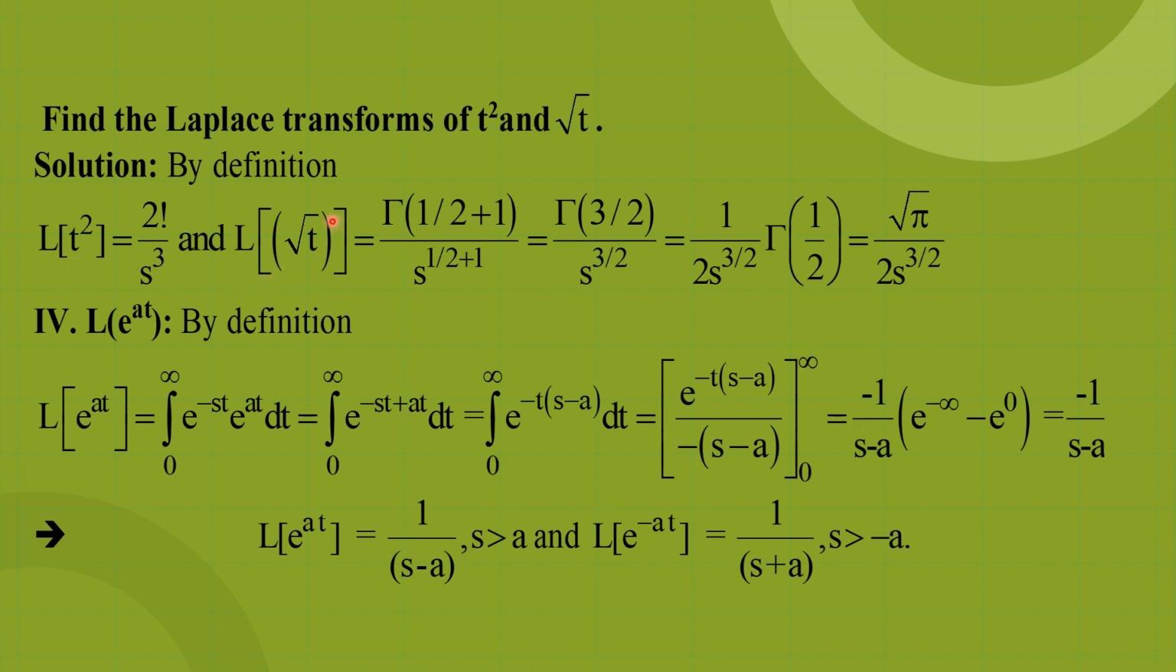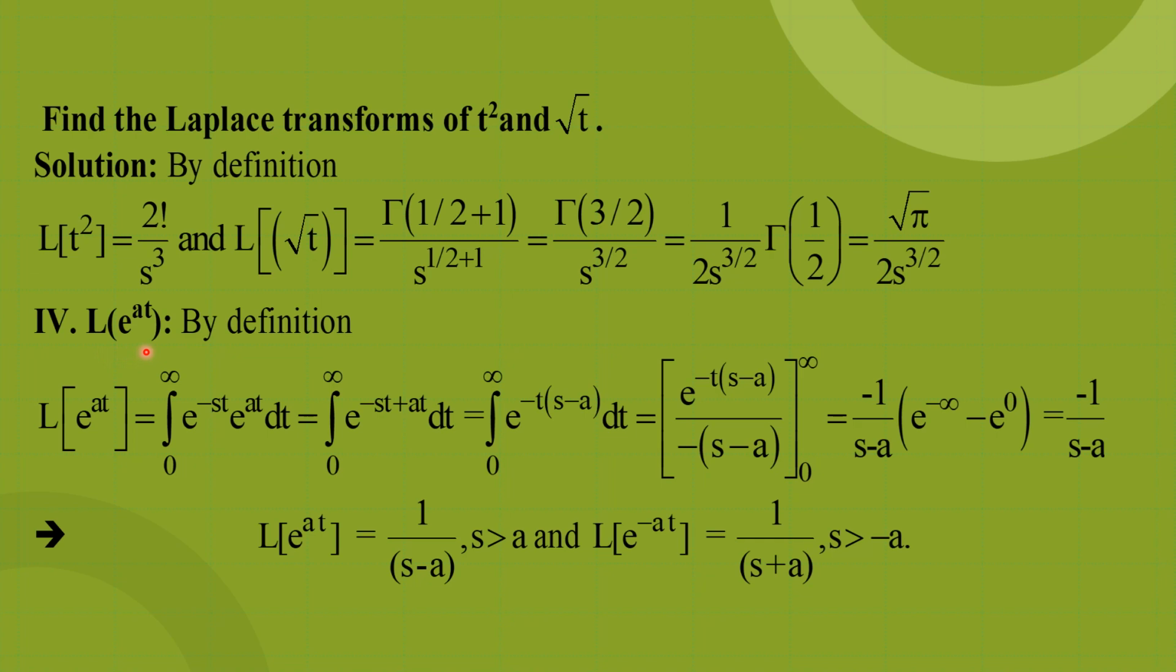Now Laplace of square root t, so t power 1 by 2. For t power 1 by 2 we use the formula gamma n plus 1 over s power n plus 1. Here n is equal to 1 by 2. So gamma of 1 by 2 plus 1 over s power 1 by 2 plus 1. This is gamma 3 by 2, and we adopt the recurrence relation, so it becomes 1 by 2 gamma 1 by 2. Gamma 1 by 2 is equal to square root pi. So square root pi over 2 s power 3 by 2 is our answer for Laplace of square root t.